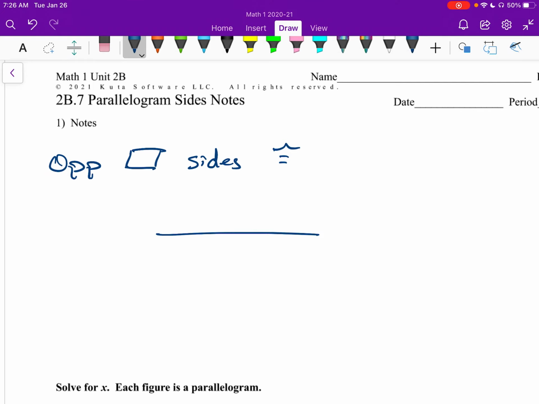So if I draw my parallelogram, I can put a tally mark there to say those two are congruent, and I can put two tally marks there to say that those are congruent. That's the big idea here. This is in addition to the angle rules that we had, right? So eventually they might be intermingled together and you'll have to make the decision: what rule am I going to use? But for this one, we're just going to say the opposite sides are congruent, and that's the only rule we'll use.